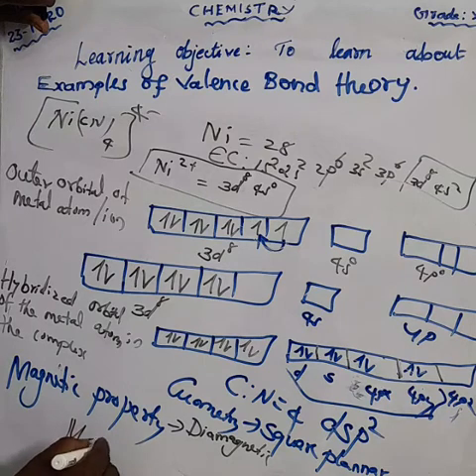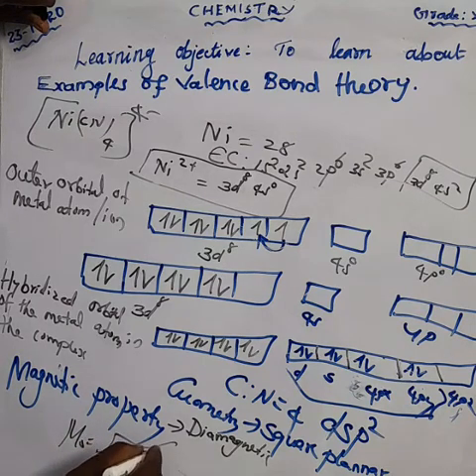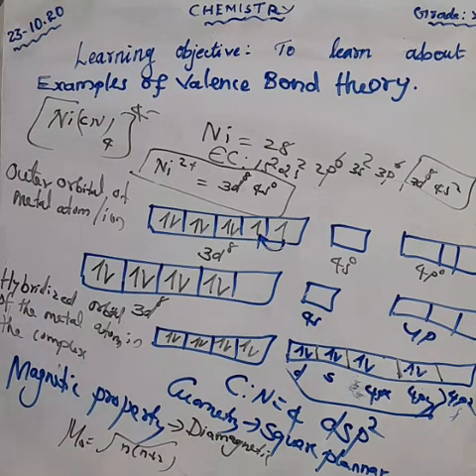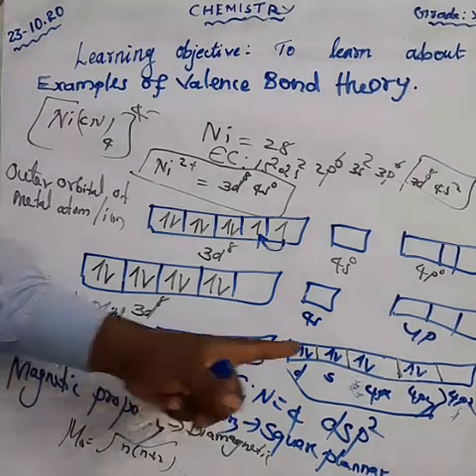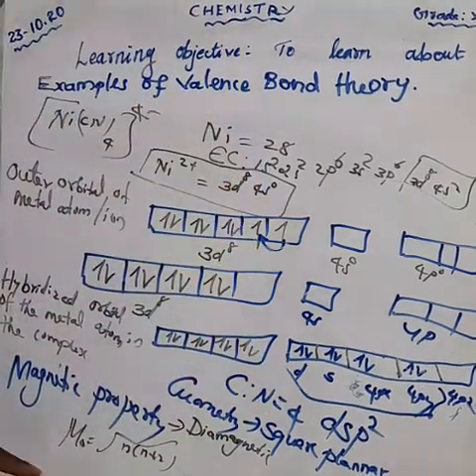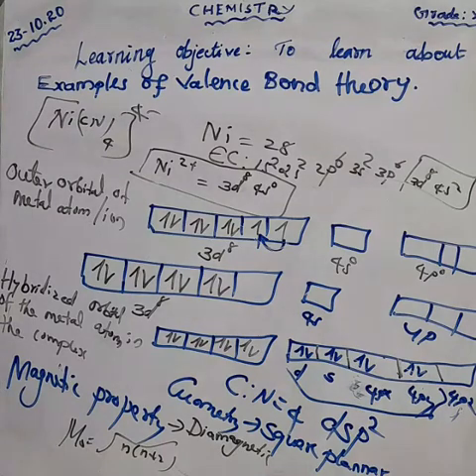Mu is equal to root of n into n plus 2. Here there is no unpaired electron. All electrons are paired, so mu's value is what? Equal to 0. This is about the second example.